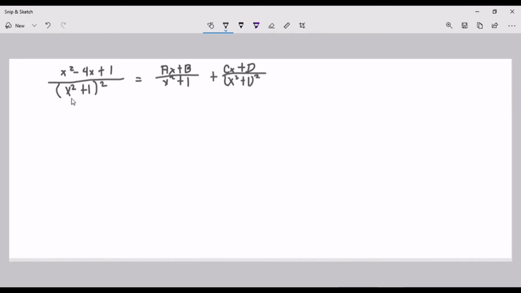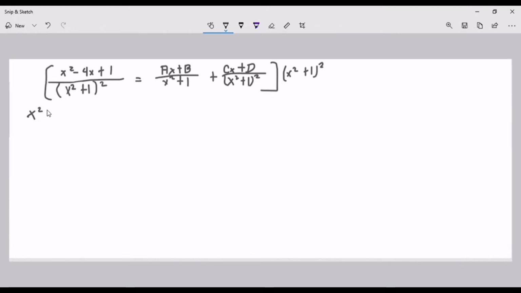As you can see, since it is a repeating quadratic factor, we just increase the exponent of the denominator one at a time. In the first factor, we have 1 as the exponent, and in the second factor, we have 2 as its exponent in the denominator. So let us find the LCD to solve for the values of a, b, c, and d. Their LCD would be x squared plus 1 squared.